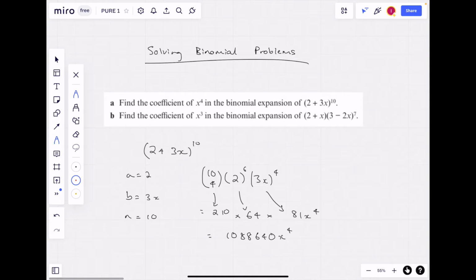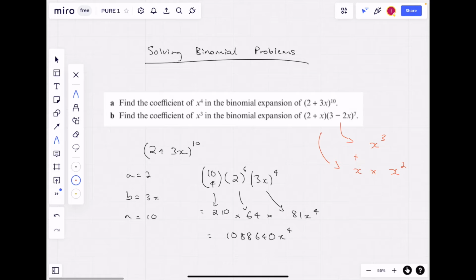The first instance is going to come from just that expansion, right? If you've got it to the power of 7, you're going to get an x to the power of 3 term. But the other instance is going to come from doing the 2 plus x bracket multiplied by the x squared term on the bracket on the right. So to find the coefficient of x cubed in the binomial expansion of that, you're going to be adding those two together. Does that make sense?